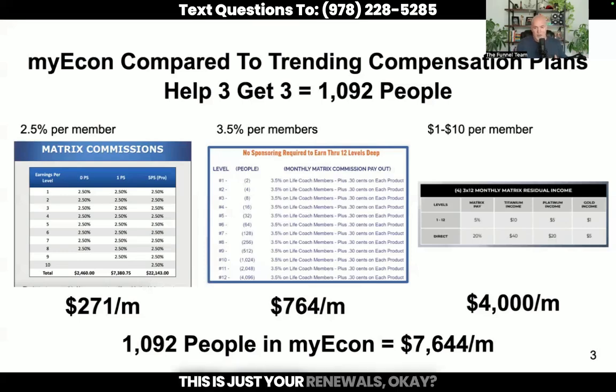This is just your renewals. This doesn't have to do with direct commissions or the sales that your team is making that day that you're getting paid on the Fridays. This is just your renewal checks. And again, this is compared to other trending compensation plans out there. myEcon is night and day over all the other compensation plans that are out there, at least all the ones that I've seen that people are excited about right now on social media.